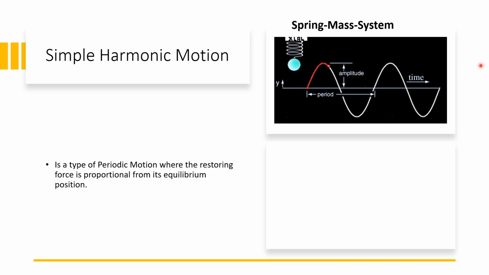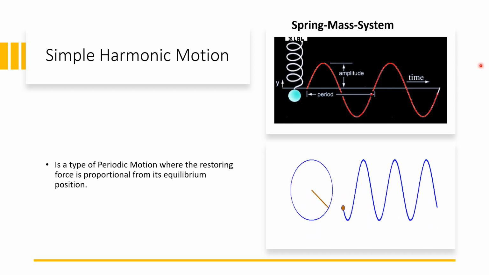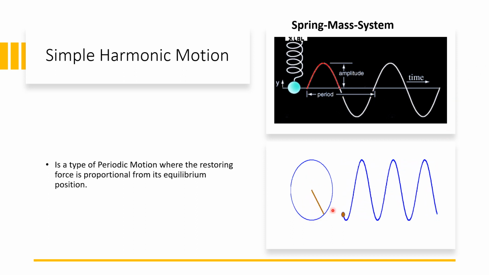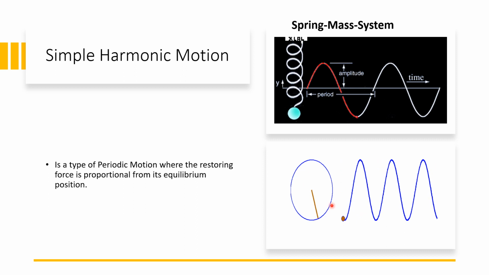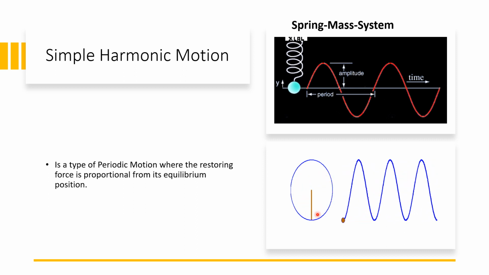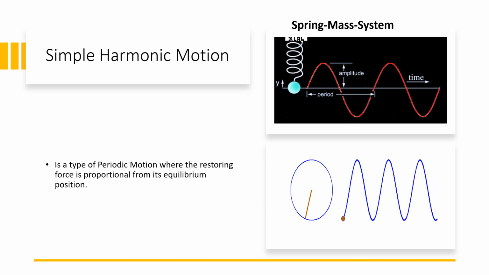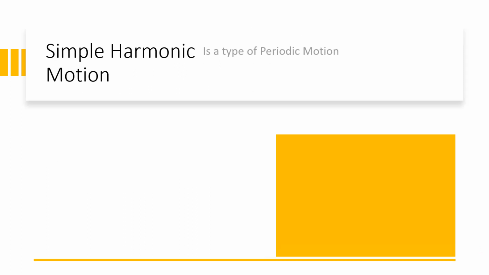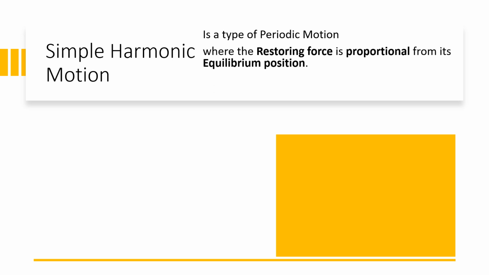Another example of simple harmonic motion is the movement of the hands in the clock. So, as the hands in the clock move, it will also create a simple harmonic motion. So, simple harmonic motion, again, is a type of periodic motion. Huwag malilito. Na kung saan yung ating restoring force is proportional to its equilibrium position.